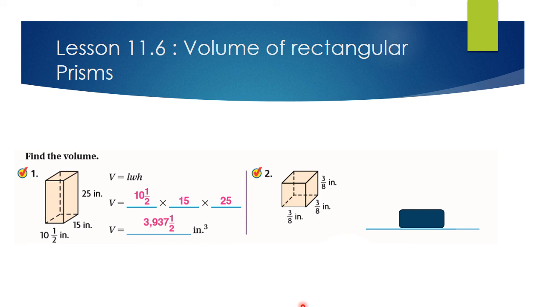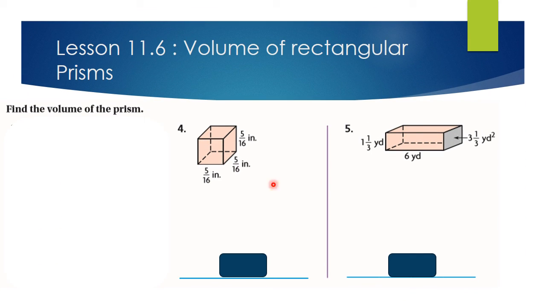Okay, number 2, we're going to do the same thing. 3 numbers times each other. Here the 3 numbers are the same because it's a cube. So we do 3 times 3 times 3 and put it on top. 3 times 3 times 3 is what? 3 to the power 3 is 27, over 8 times 8 times 8, which is 512. So we have 27 over 512. We can simplify it, but it's not required in this lesson. However, you can do that, of course.